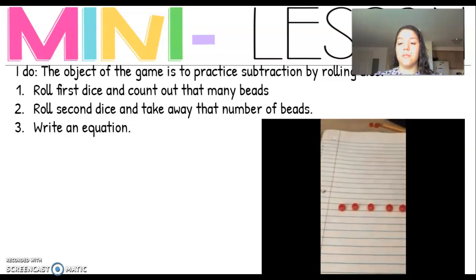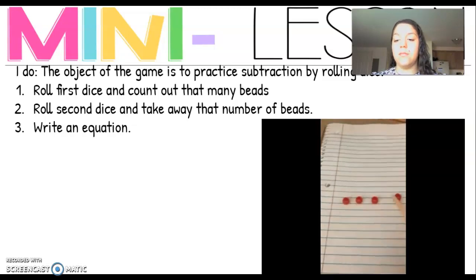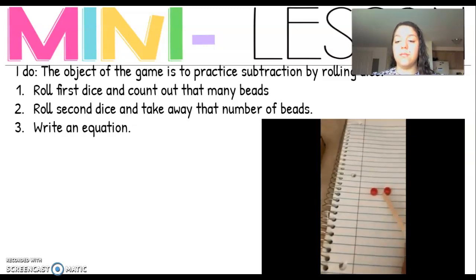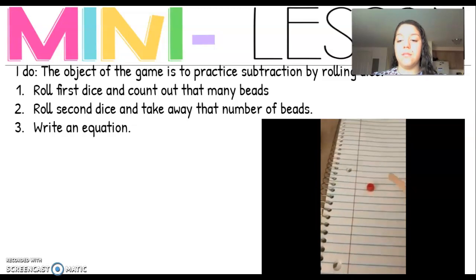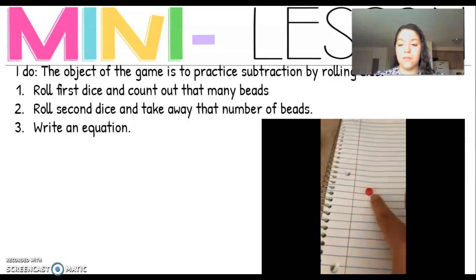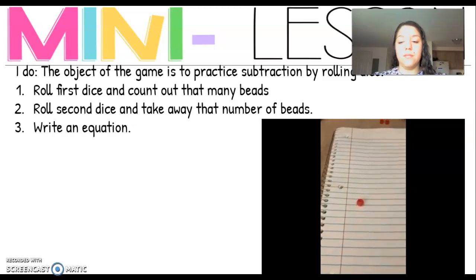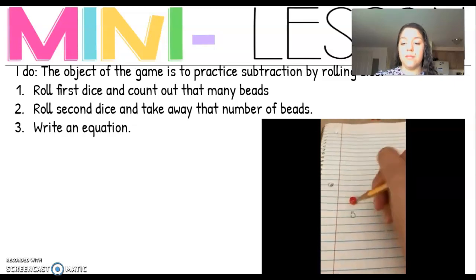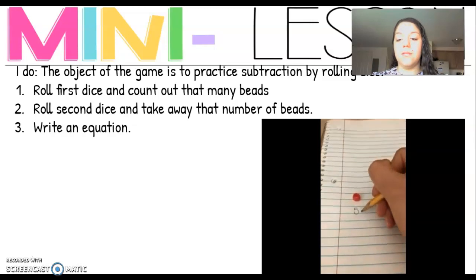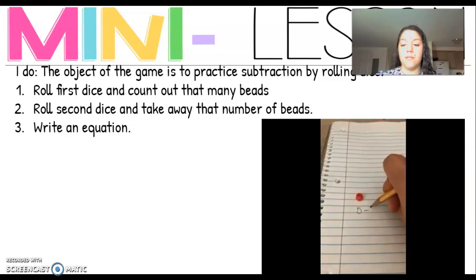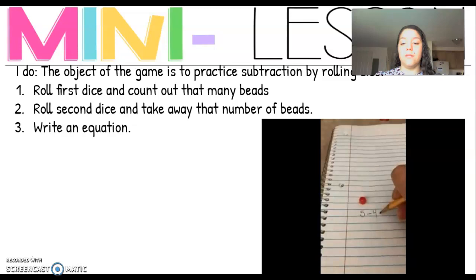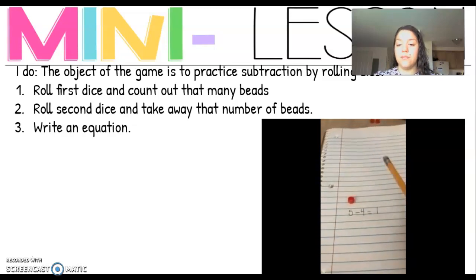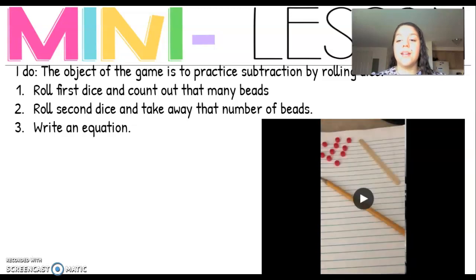Okay, let's begin. 1, 2, 3, 4. How many dice do I have left? Just 1. I'm going to write my number equation right below. 5, that's how many we started with, minus, or take away, 4, equals 1. Great job.